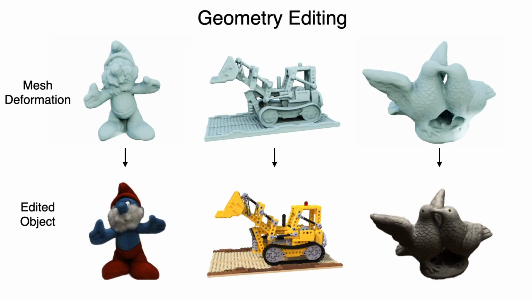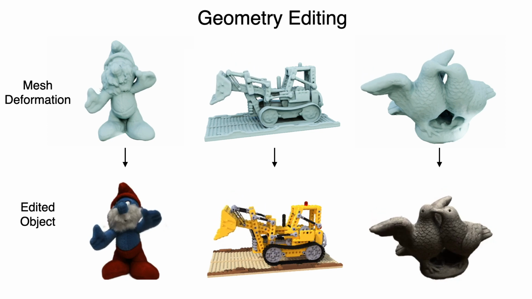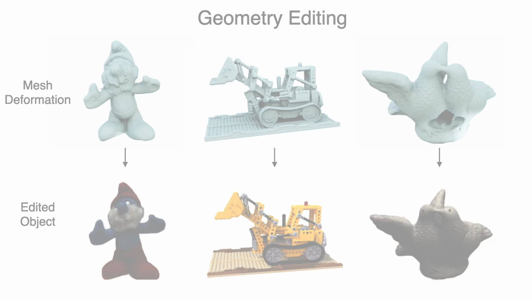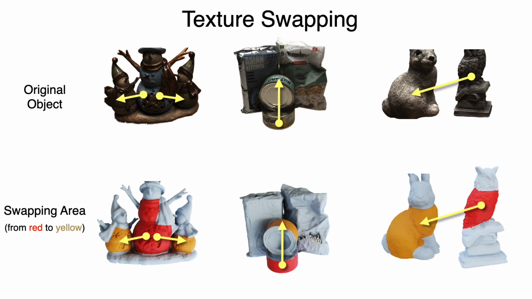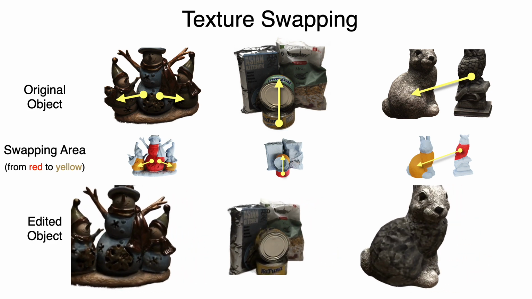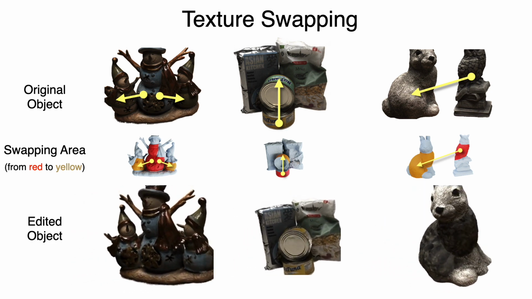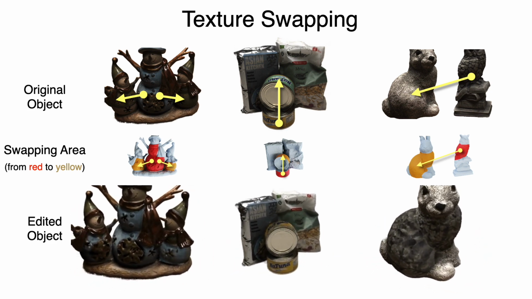Here are the examples of geometry editing. By bending the corresponding geometry proxy, the rendered objects are synchronously deformed. And here are the examples of texture swapping, where we transfer the texture from the red area to the yellow area. As shown in the demo, our method successfully exchanges textures while preserving rich details.